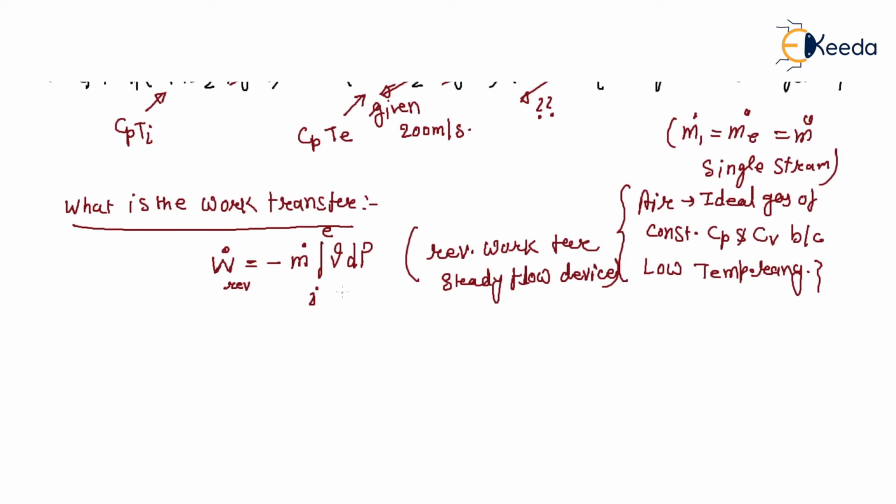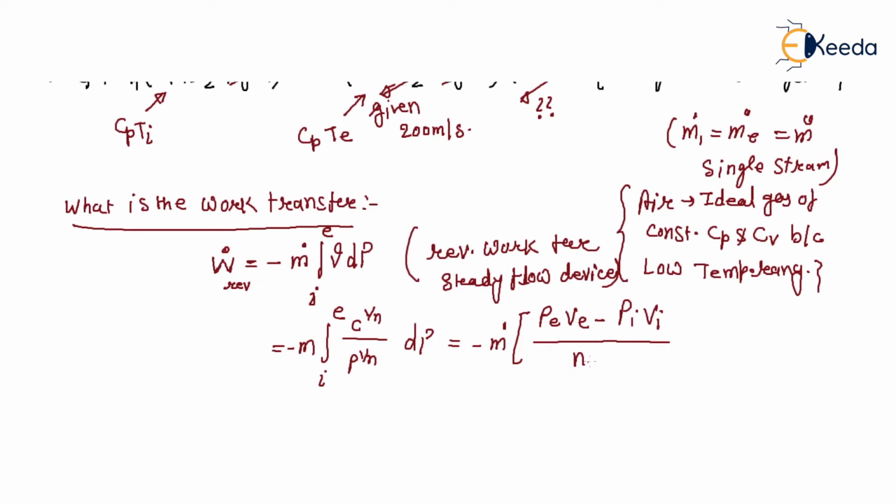We put v equal to, so minus m dot integral from inlet to exit, and what is v? (C divided by P) to the power 1/n, dP. If you solve this, minus m dot (Pe Ve minus Pi Vi) divided by (n minus 1) times n. Put all this value: n, Pi, Pe, and the inlet volume.